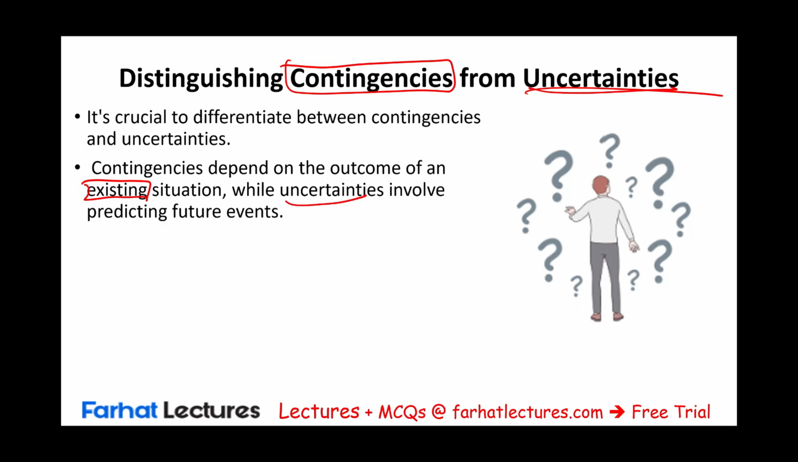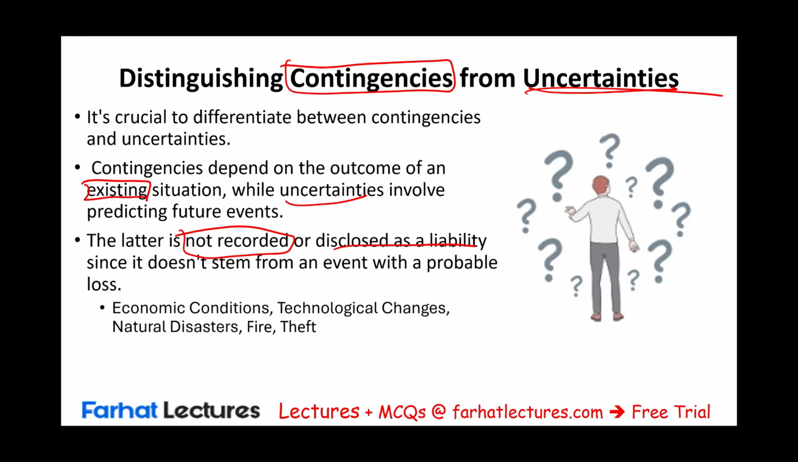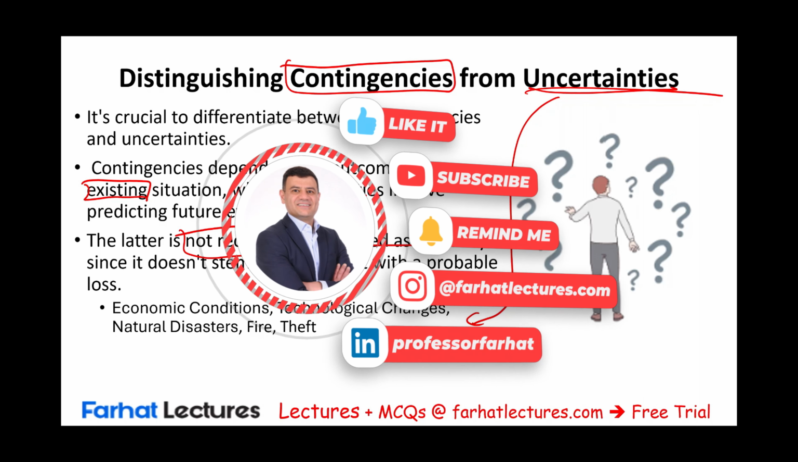Uncertainties involve predicting future events. Uncertainties are not recorded. You cannot record or disclose it as a liability if it does not stem from an event that already existed with a probable loss. So you have to have something that already existed. So economic conditions, technological changes, natural disaster, fire, theft, they all could happen, but they are not contingent liabilities. They are considered uncertainties. And for uncertainties, we don't disclose, we don't record. We just simply say, life is uncertain. We could go forever and list uncertainties and keep booking liabilities if that's what we wanted to do.